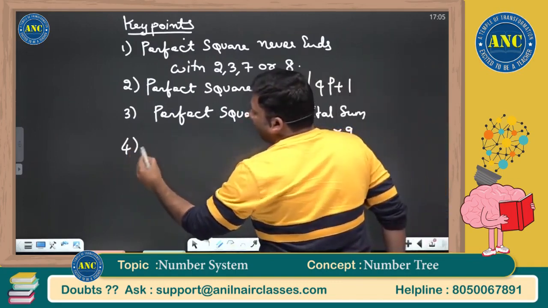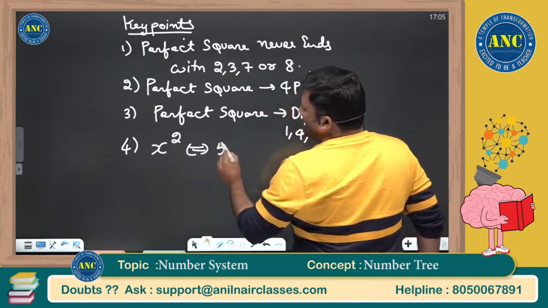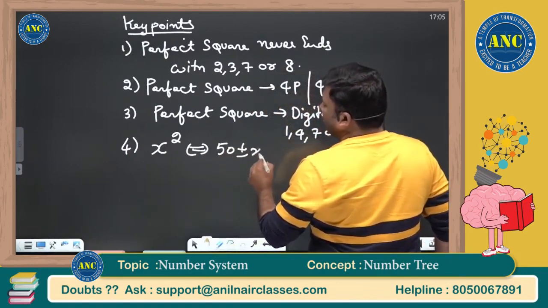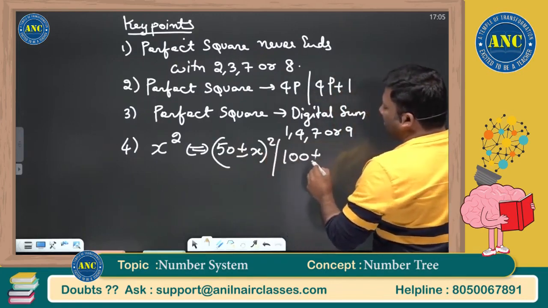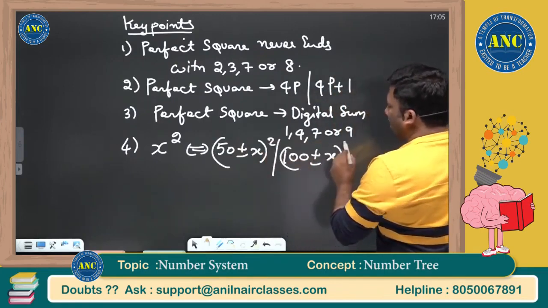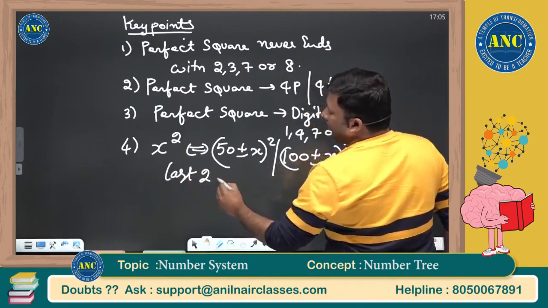The fourth key point: if I take a number and square it, 50 plus or minus x whole square, or 100 plus or minus x whole square, the last two digits will be the same.